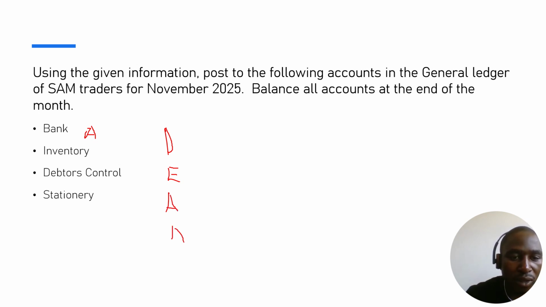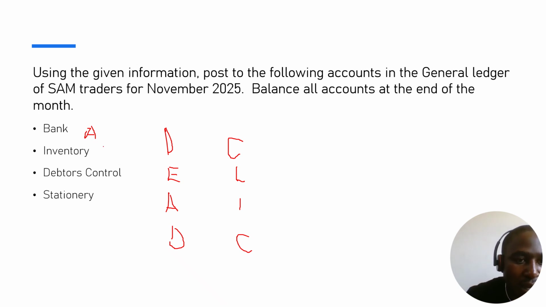We need to follow that click. Which side do assets increase? They increase on the debit side. Now, since bank is an asset, it means that it increases on the debit side and decreases on the credit side. What type of account is inventory?